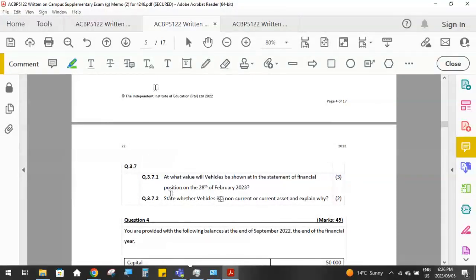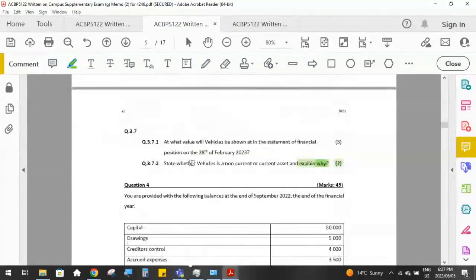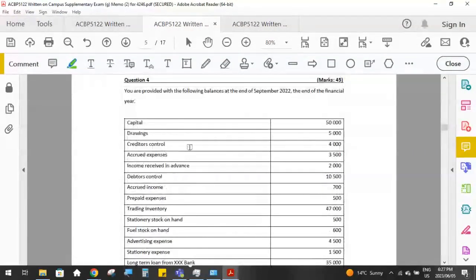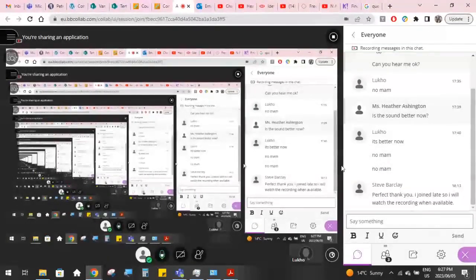And then state whether vehicles is a non-current asset or a current asset and explain why for 2 marks. And that is then also a theory question. Explain why is again theory. So you can see these questions are a really nice mixture of calculations, theory, application of theory, journal entries, T accounts, calculations. You have to be on top of all of that information to get it right.